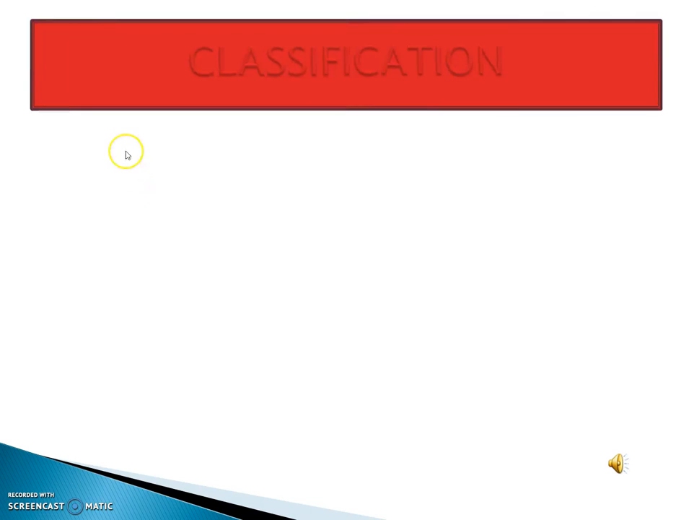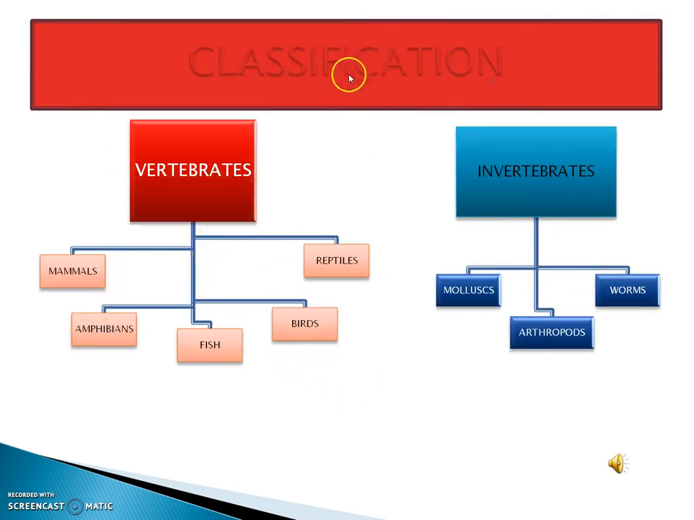And we finish with a classification. Look, vertebrates are classified into 5 big groups: mammals, amphibians, fish, birds, and reptiles. And invertebrates into three main ones: mollusks, arthropods, worms, although there are more.